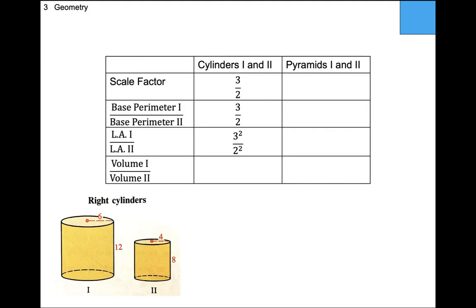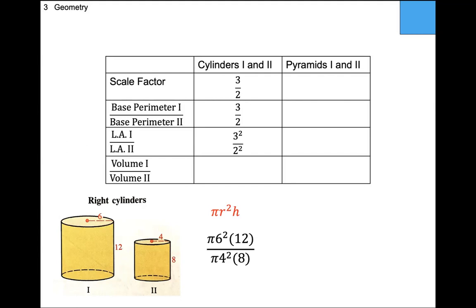Let's see, the formula for the volume of a cylinder is base area times the height, or pi r squared, that's the base, so it's a circle, times the height. So pi r squared h. On the big cylinder, r is 6 and h is 12. And on the small one, r is 4 and h is 8.